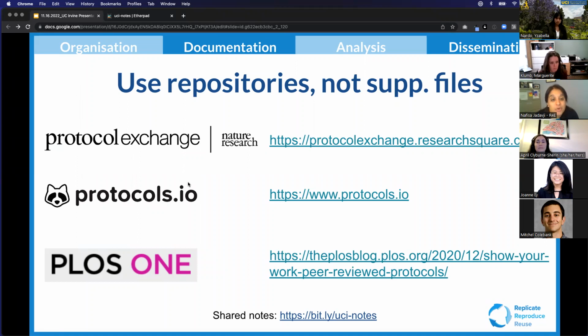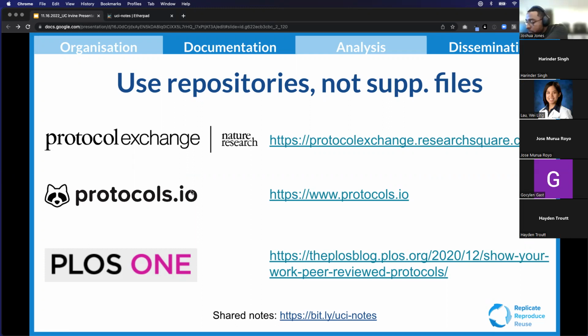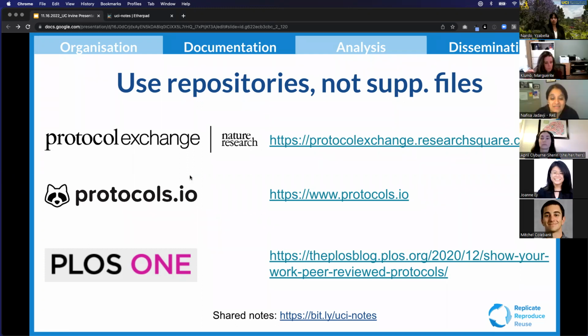PLOS One also has a protocols repository. These are websites where people will share the protocols that they have developed in different cell types and different organisms, that you can look up and get some sort of starting point. These repositories often have different requirements, such as catalog numbers of products, steps, and all of that, in order for the work to be able to be reproduced. And so you don't need to reinvent the wheel.